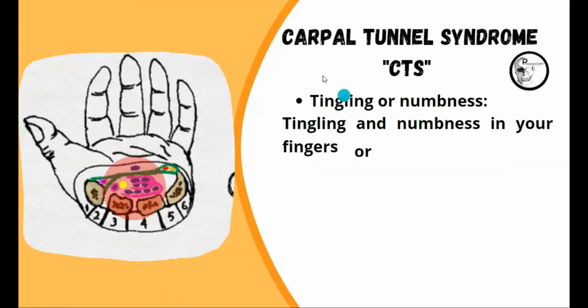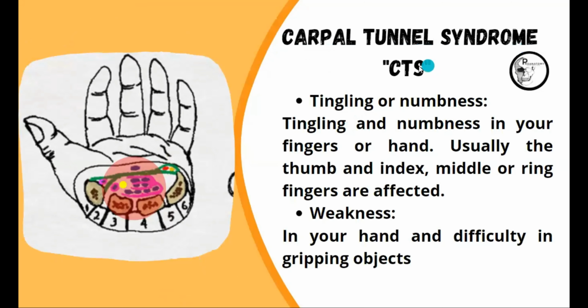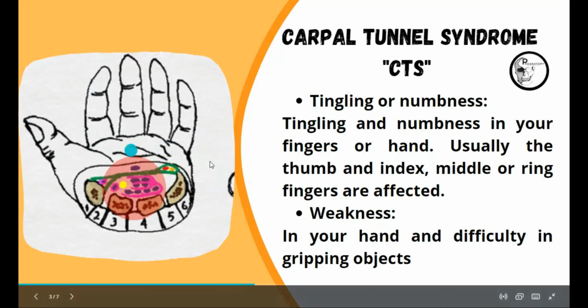So today's topic of discussion will be carpal tunnel syndrome, which is commonly known as CTS. The patient will come to you with a typical presentation where there will be tingling and numbness in the fingers or hand, and usually the thumb and the index finger will be affected, or the middle finger and the ring finger. It will present as weakness in the hand, and there will be difficulty in gripping objects.